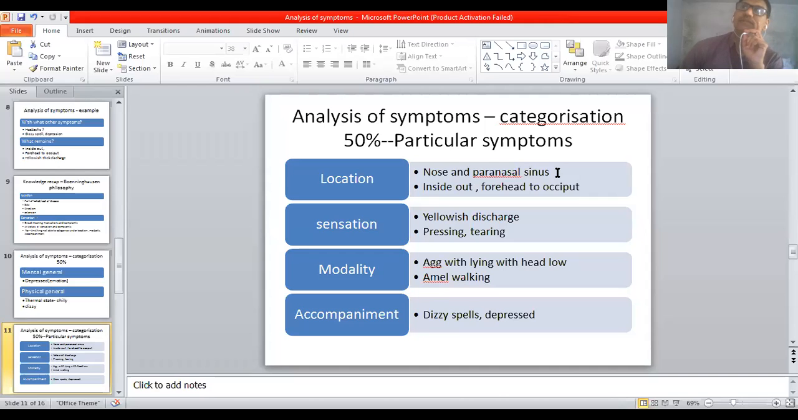So in acute sinusitis, what is the part affected, or what is the seat of disease? Paranasal sinuses. So it is not the whole head that is affected.